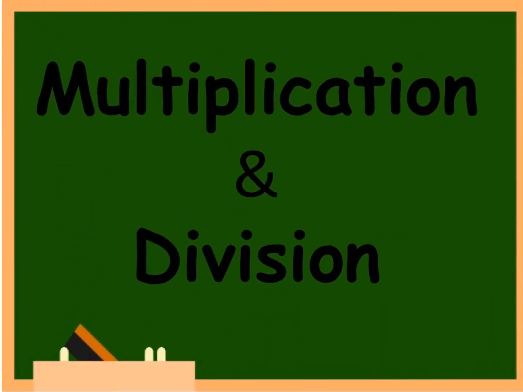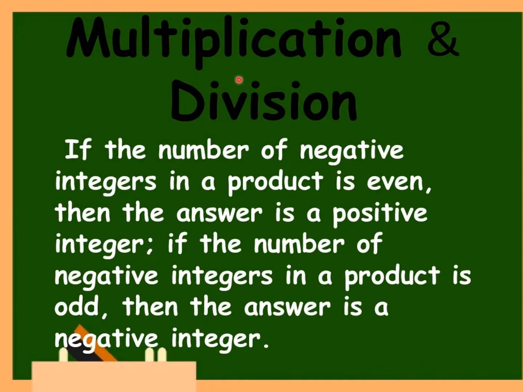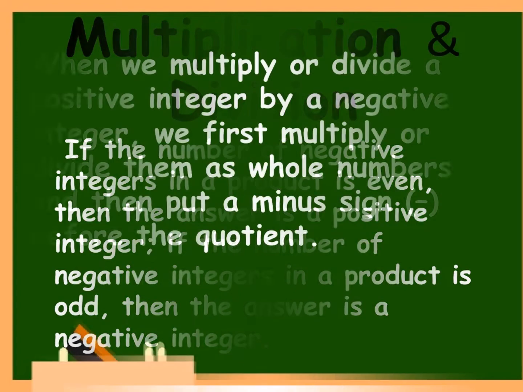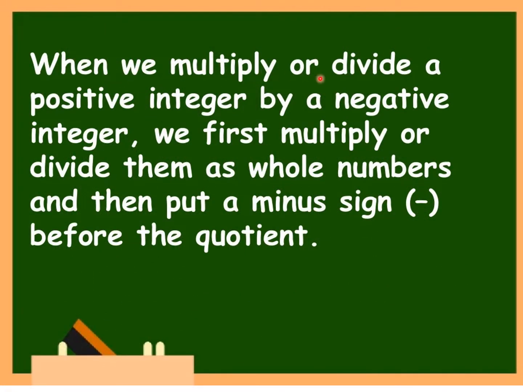Multiplication and division. If the number of negative integers in a product is even, then the answer is a positive integer. If the number of negative integers in a product is odd, then the answer is a negative integer. When we multiply or divide a positive integer by a negative integer, we first multiply or divide them as whole numbers and then put a minus sign before the quotient.